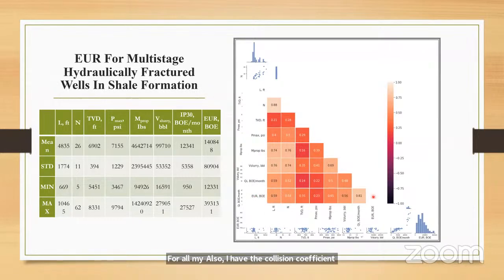From this one here, for example, you can see that the EUR is highly dependent on the initial flow rate, QI, or highly dependent on the slurries that you inject. The lateral length is very impactful on the EUR. However, the treating pressure in this case has very low impact on the EUR. This means you may exclude some of the parameters if you don't know them. You can just remove them in order to have a simpler model.